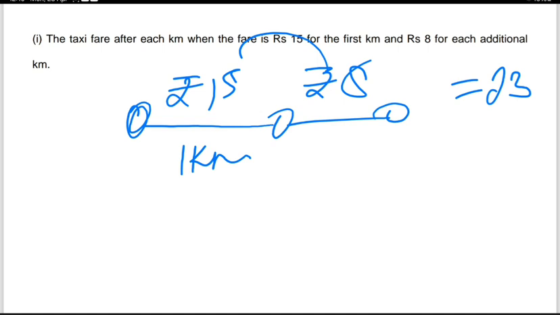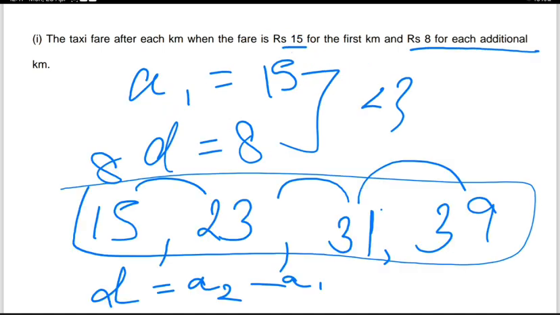So let's see in this situation: 15, if you add 8 it is 23, 23 plus 8 is 31, 31 plus 8 is 39, and so on. So it forms an AP. Since it forms an AP, the situation gives a clear AP, that is, arithmetic progression.